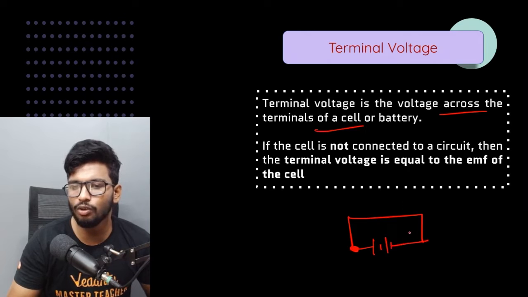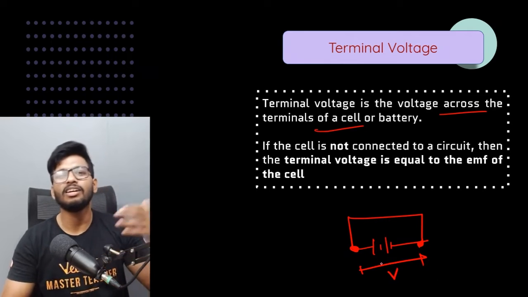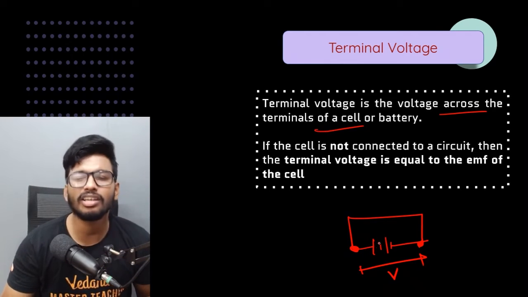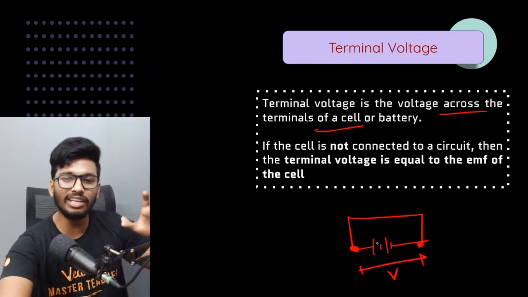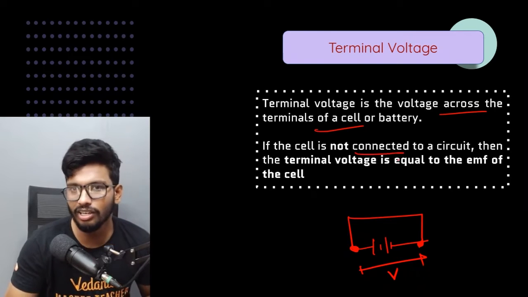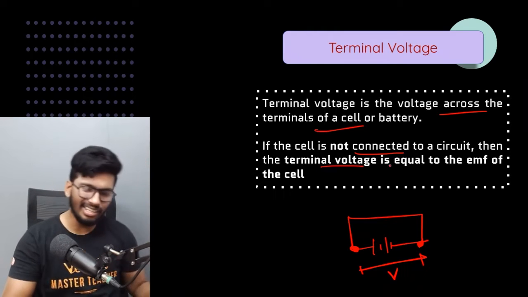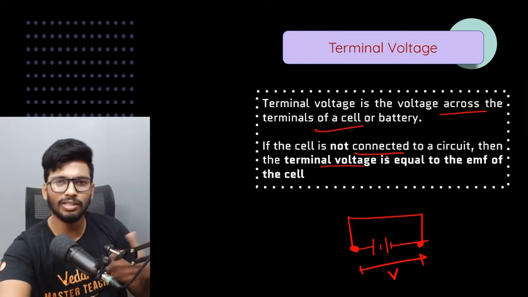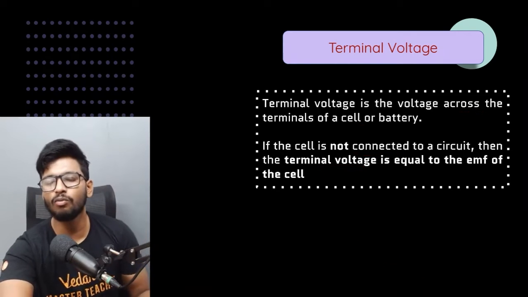So if I take these 2 points, the voltage across these 2 points is what is called terminal voltage, which is represented by the capital letter V. When the switch is not on, when the circuit is not connected, the terminal voltage will be equal to EMF. But in real scenarios, it is not always the case, because of internal resistance and all that, you will not actually be getting around 1.5 volts.